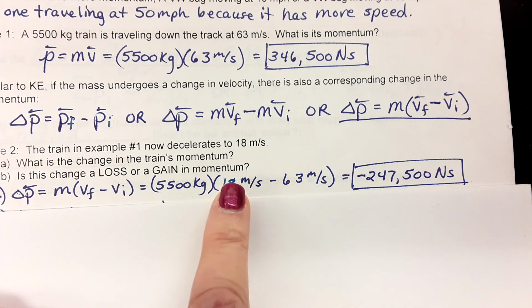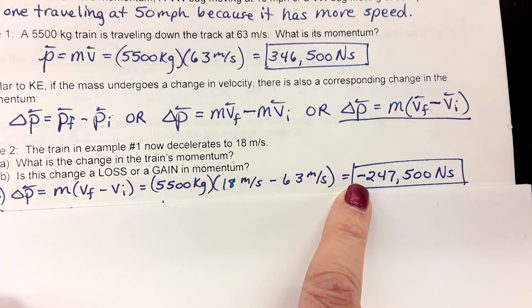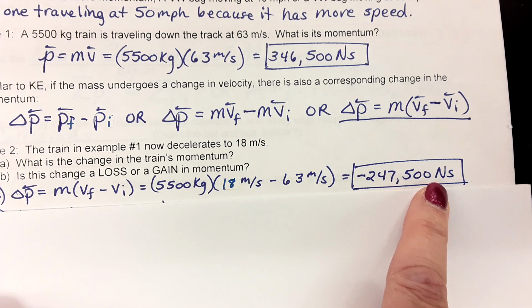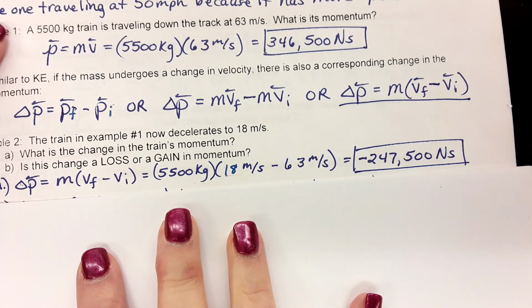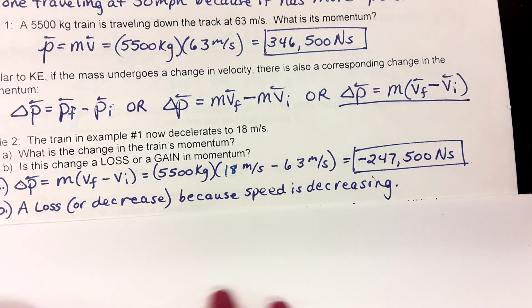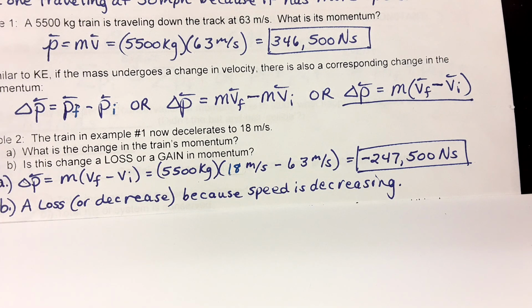Now notice, final minus initial. And look what we get. We have a decrease in momentum of 247,500 newton seconds. In other words, the change in momentum was actually opposite the direction of velocity because you're slowing down. On part B, they want to know, is it a loss or gain? It is a decrease or loss because the speed is decreasing, as indicated by the negative sign on the answer.